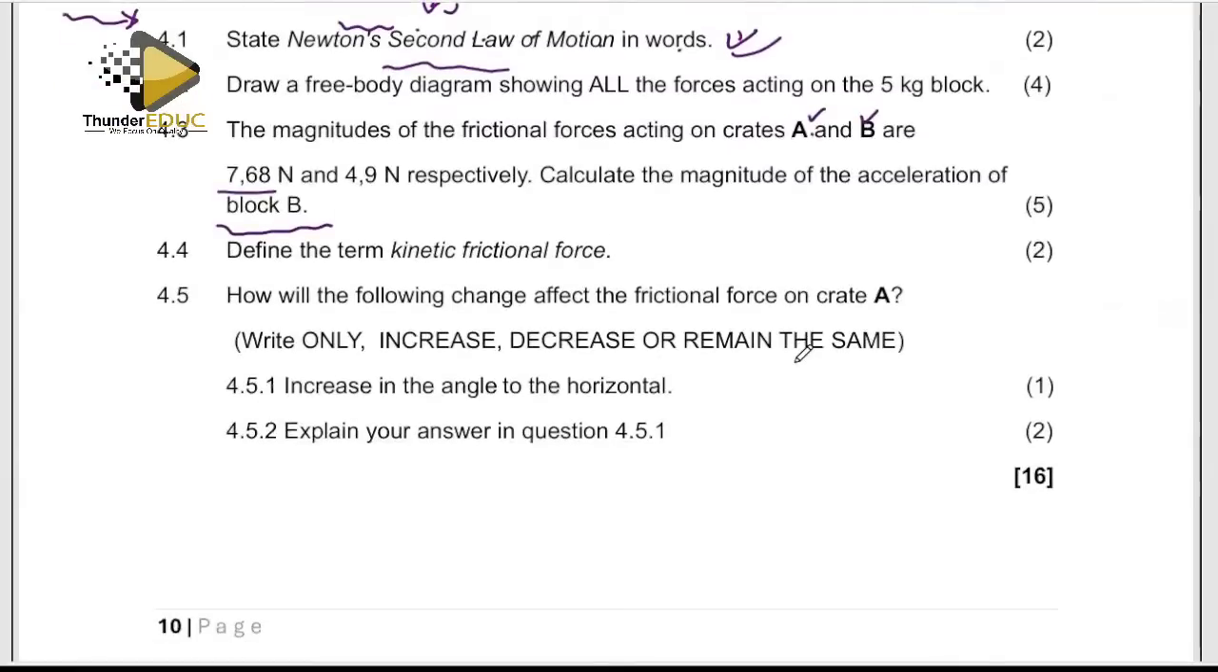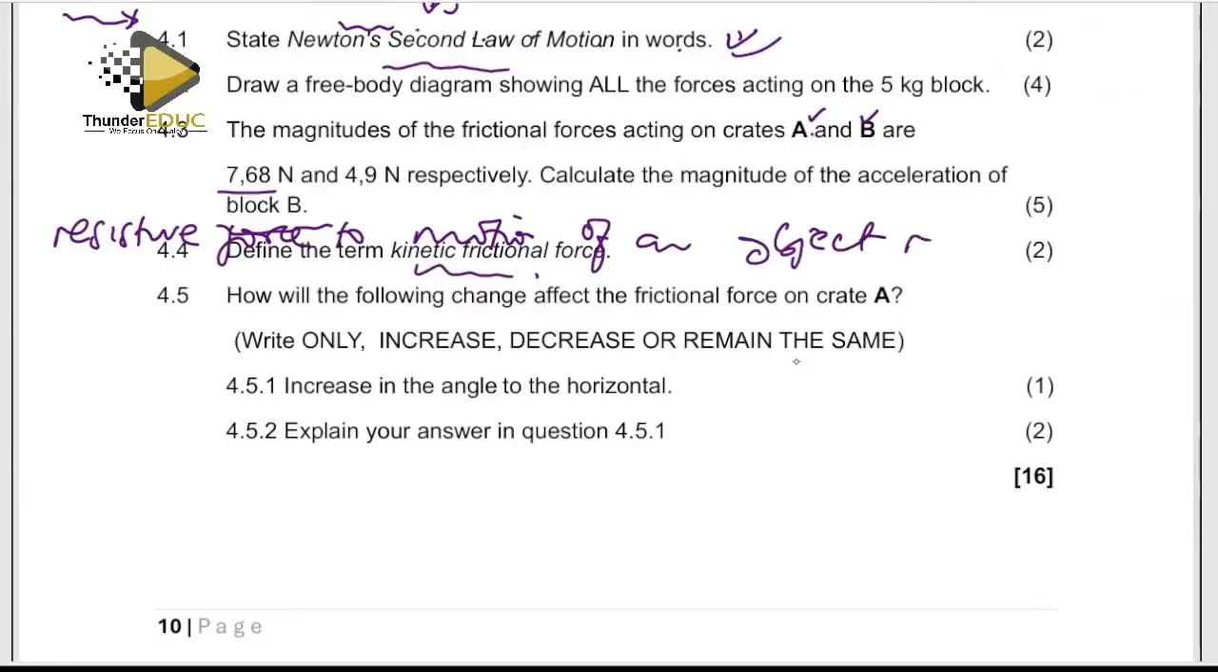4.4, can you define the term kinetic frictional force? So we know that it is a force that opposes the motion of a moving object relative to the surface. So we say this is a resistive force to the motion of an object, but relative to the surface. So there has to be motion, first of all, between the surface and the object before it can be kinetic friction.